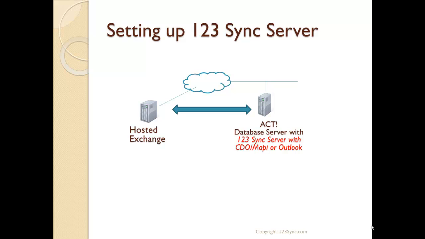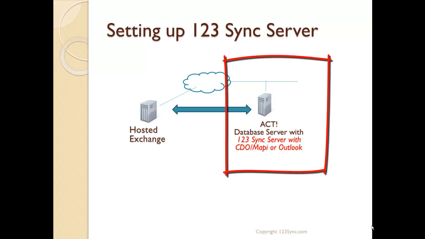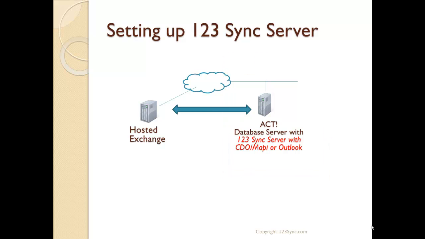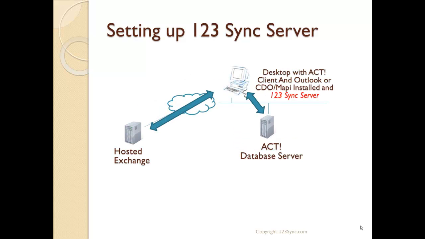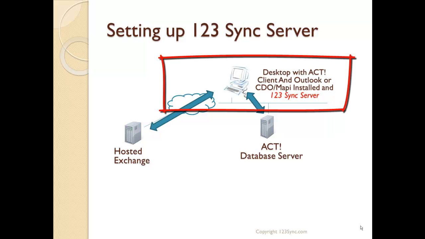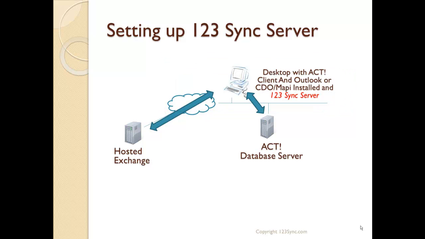We have seen a lot of hosted Exchange through the cloud, and the way to do it is we have an ACT database server, and on that server we install 123Sync server, and we access the hosted Exchange either through CDO MAPI or through Outlook. This depends on whether your hosted Exchange supplier requires you to use CDO or Outlook in order to log in to their system. We also have configurations where we have an independent desktop that interfaces with the hosted Exchange and the ACT database server. That tends to make it a small solution where you can actually access both systems centrally.